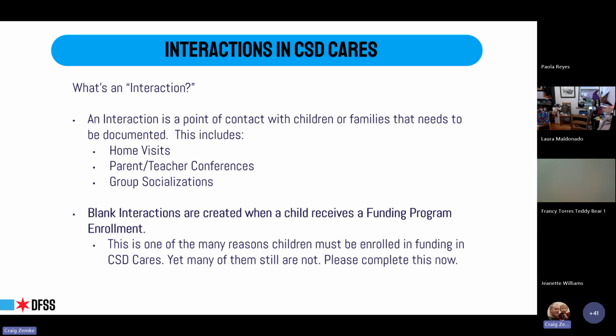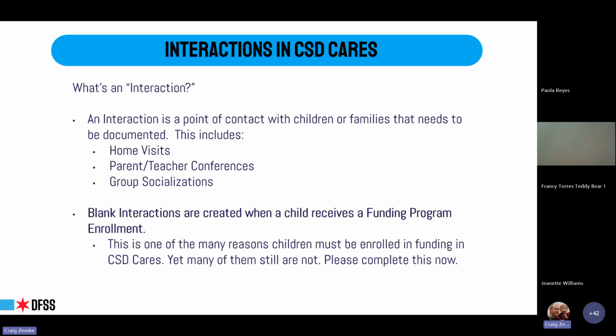interactions for you. So let's say you're enrolling someone in PI home visiting, and they're supposed to have two visits a month for a total of 24 over the next year. So you put them in, and once you've added their funding program enrollment, the system is automatically going to create for each 2 week period a blank home visit. This is one of the many reasons we need the children to be enrolled in funding. You can't add this information if we don't know which home visiting program they're part of. So it's a required part of enrollment.